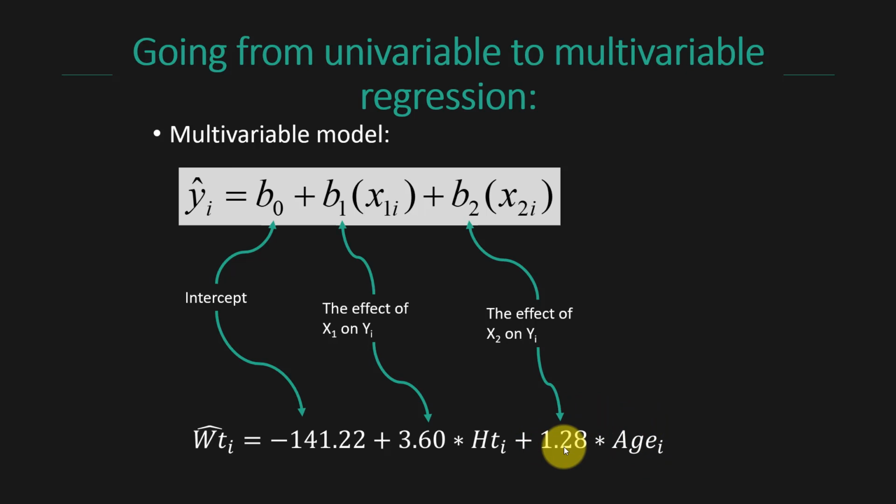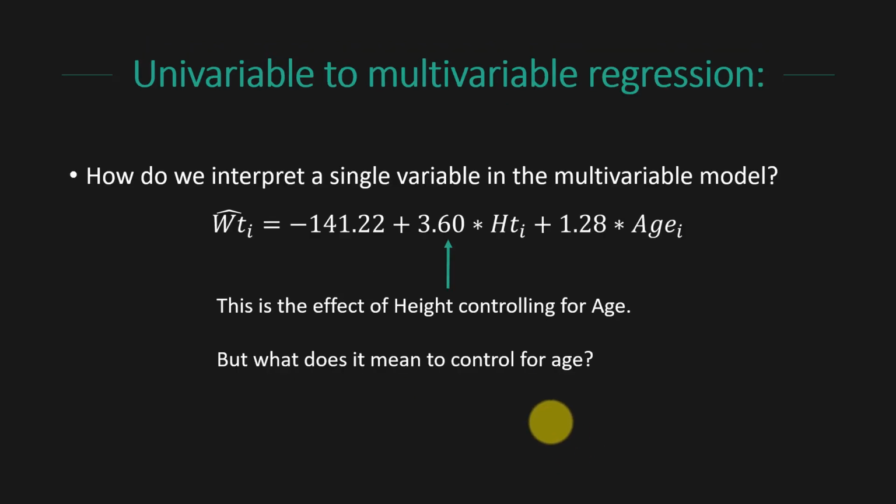But the question is, how do we arrive at these estimates? How do we actually get the numbers for these slopes? Well, the important thing to consider is that this is the effect of height when we're controlling for age.